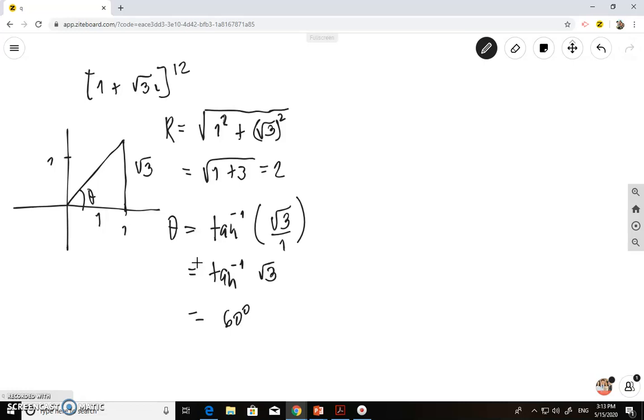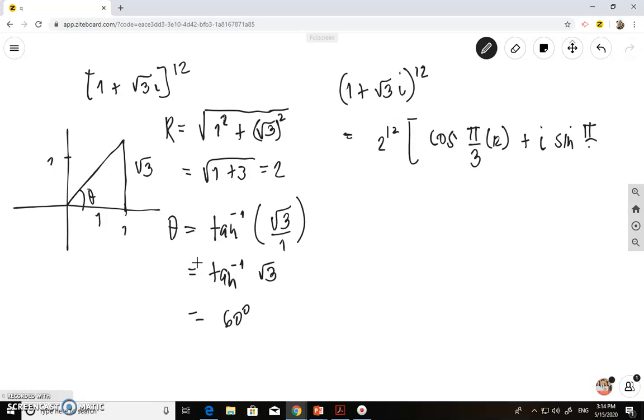So we'll write it now in trigonometric form. We have the complex form 1 plus square root of 3 i to the power of 12, which is equal to 2 to the power of 12 times cosine 60, which is pi over 3, pi over 3 times 12, plus i sine pi over 3 times 12. So 2 to the power of 12 times cosine 4 pi, plus i sine 4 pi as well.